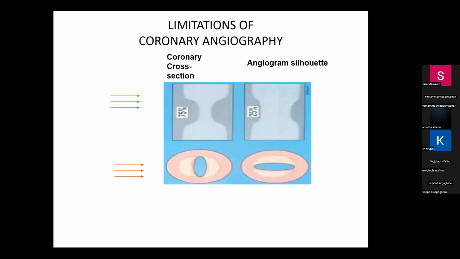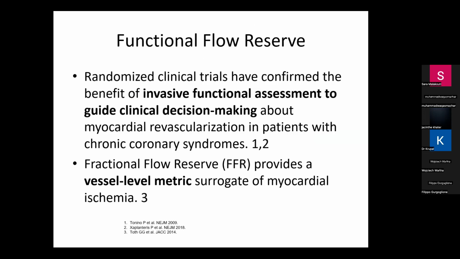Then also, angiography is a two-dimensional image, so it depends on the X-ray projections. Depending on the X-ray projections, we may get different severity of stenosis. So it's very important to assess the physiology, and also the angiographic lesion may not correlate with the functional class. So it's very, very important to assess the physiology.